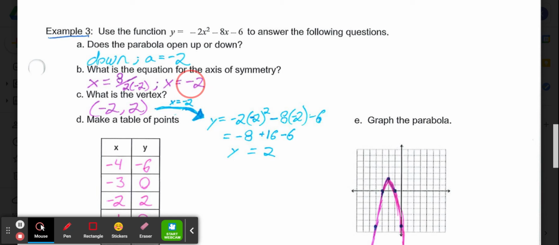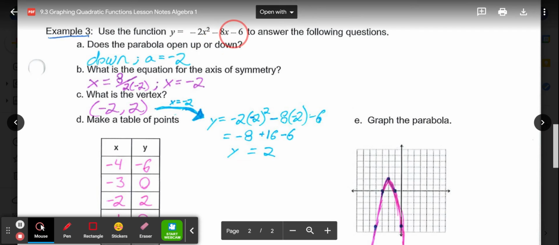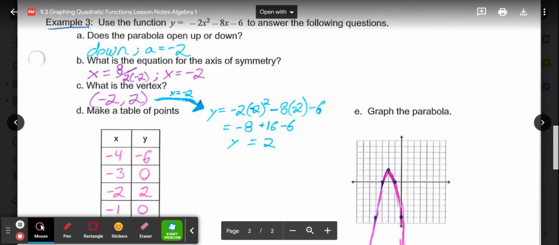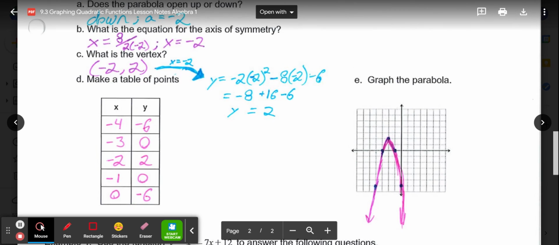Now we're going to put in -2 for x in the original equation to get the y value of our vertex. So when we put the -2 in for x, we'd end up with -2 times the -2 squared, which gives us -8. -8 times -2, which is a positive 16, minus 6. So y would equal 2.